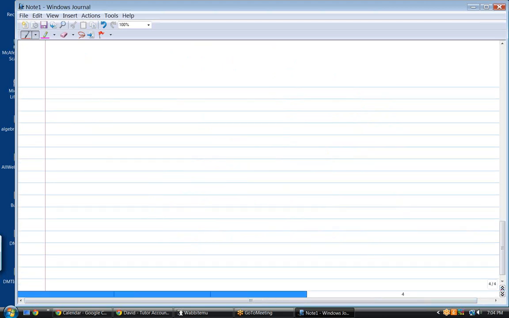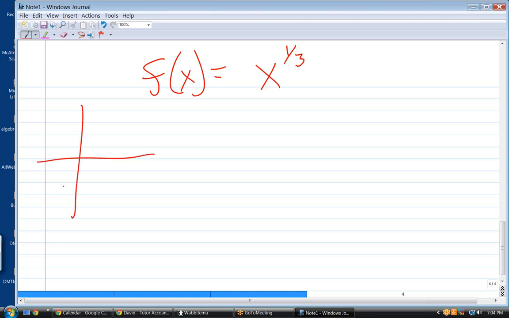Let's talk about this function, f of x equals x to the 1/3. It is continuous at 0. Again, if I want to graph it, that looks like this. We can see that it's continuous, but what is its slope at x equals 0? In other words, what is f prime of 0?